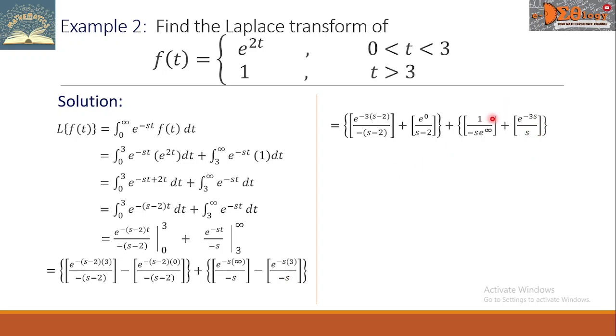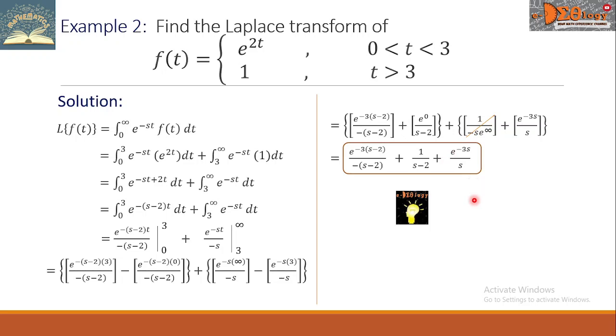Simplifying further, take note that this 1 all over the negative s times e raised to infinity is simply equal to 0. And this e raised to 0 will be 1. Writing again the problem, it becomes e raised to negative 3 times the quantity s minus 2 all over the negative of s minus 2 plus 1 over s minus 2, plus e raised to negative 3s all over s. This is the final answer.